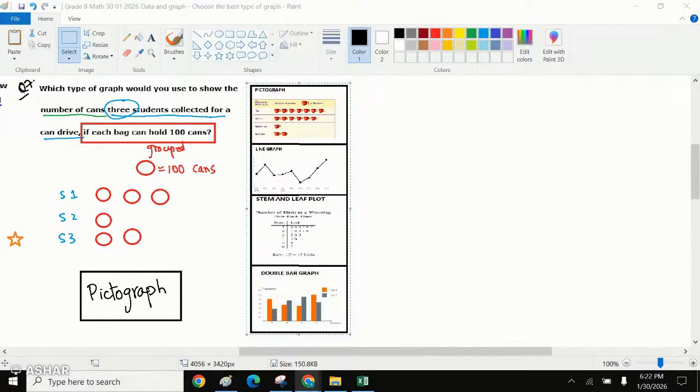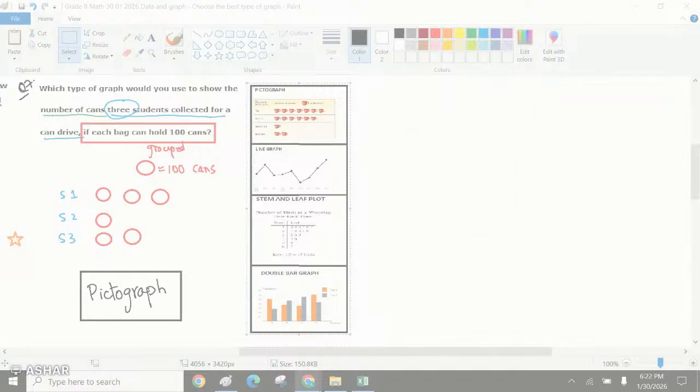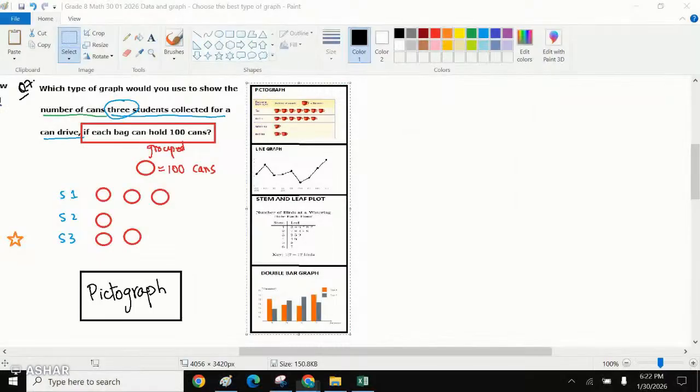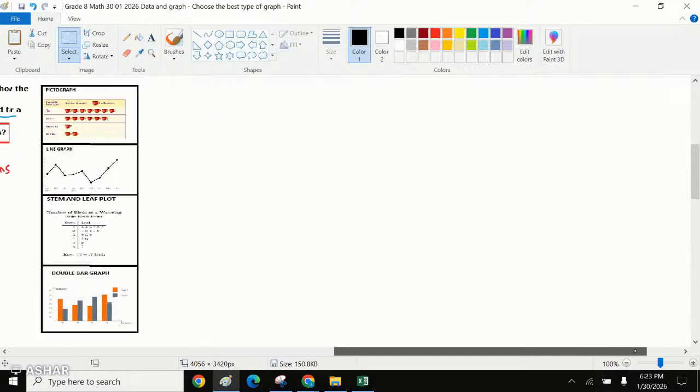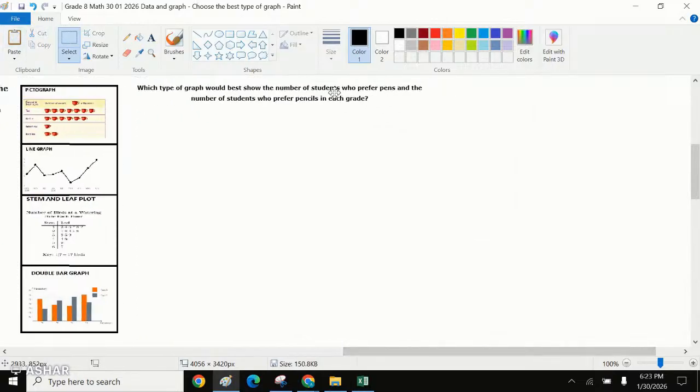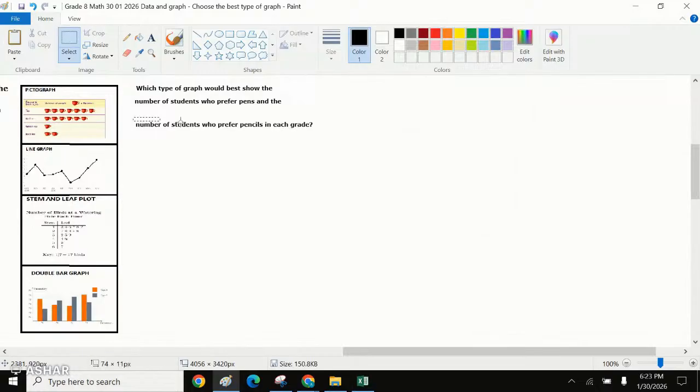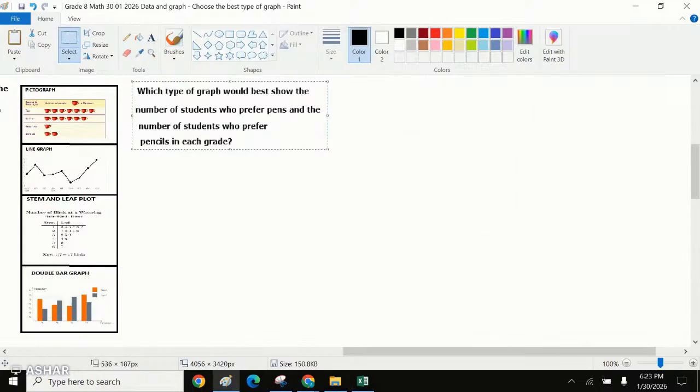The next question says, which type of graph would best show the information? It says the number of students who prefer pens or pencils, right? What we are trying to do is compare two values together over here. Prefer pen or pencils. That means we are trying to compare. So whenever we are trying to compare, this is compare. This is grouped.